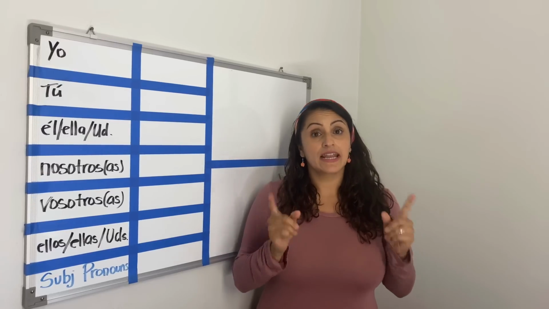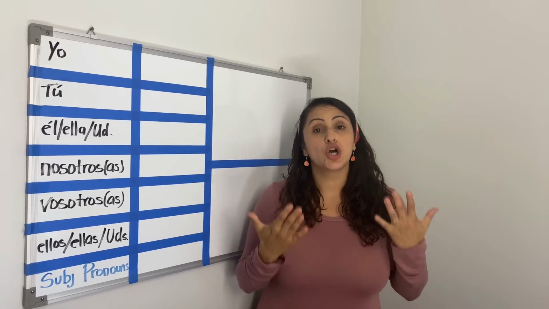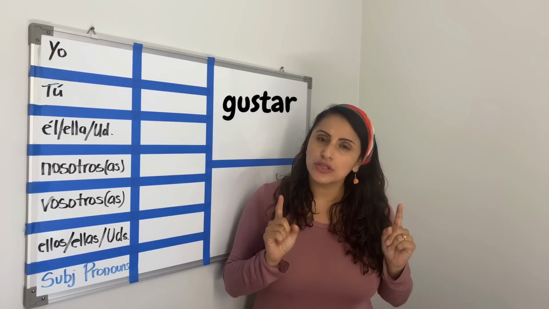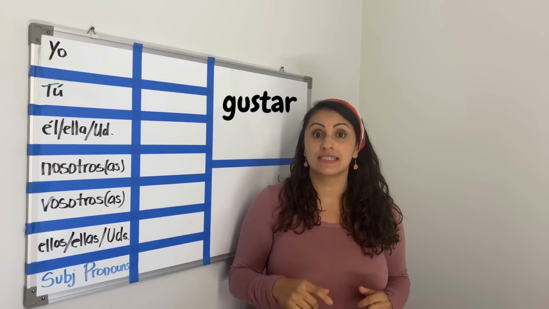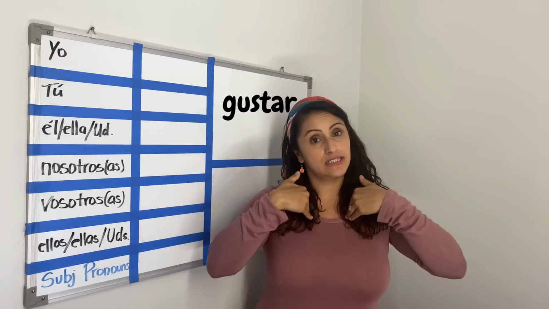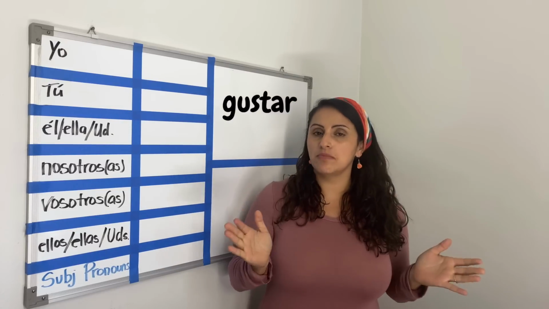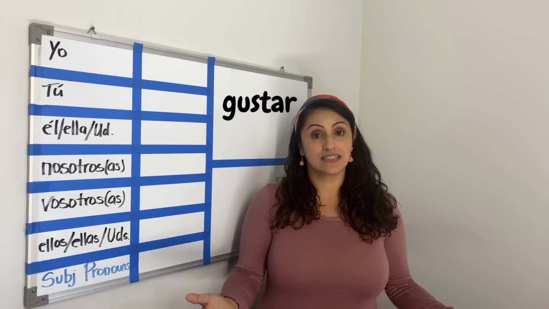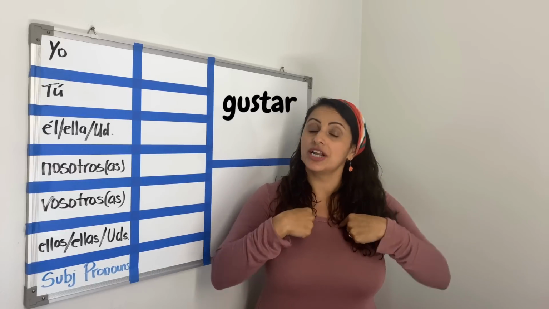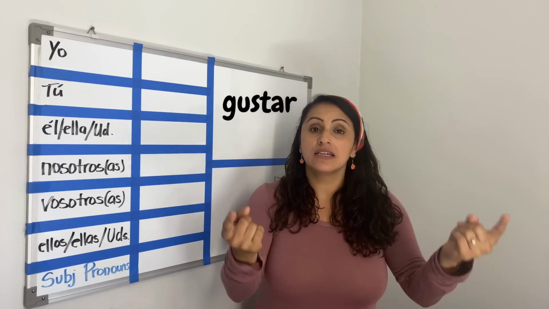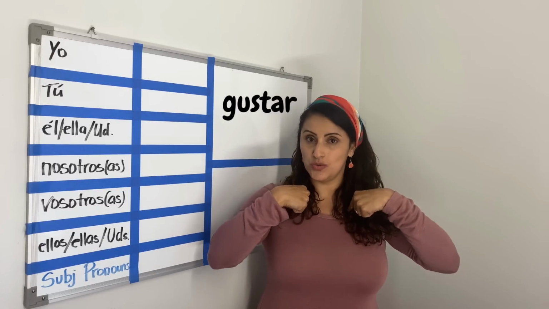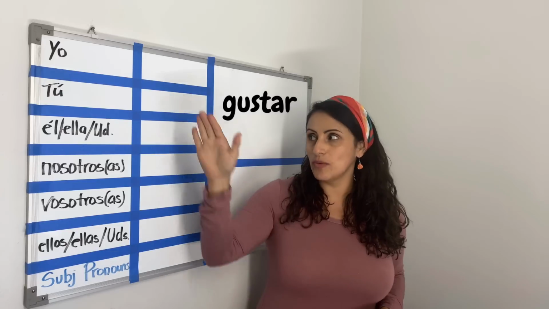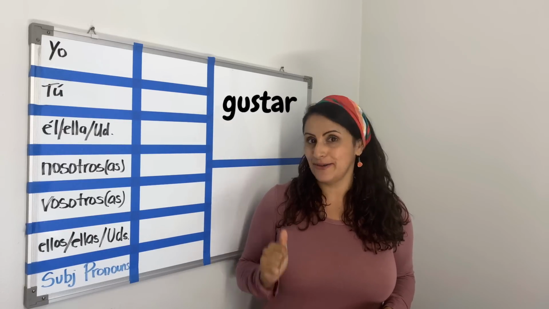So the main thing that I want to point out to you is that although we use gustar to say we like something, what it truly translates into is something is pleasing to me. Why is it important to know that? Because it's going to change the way that the verb acts. Technically, you are not the one liking something. Something is pleasing to you. Do you kind of see the difference? That is important to know when we get into the actual grammar part, okay?